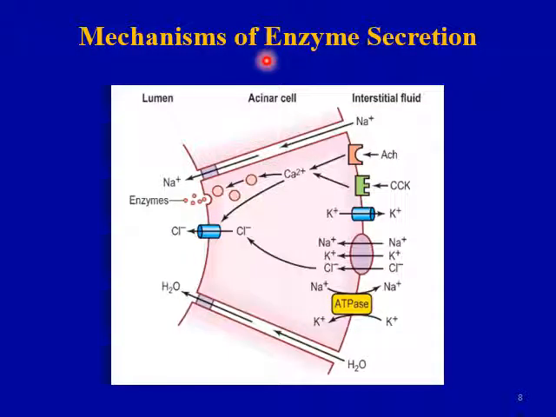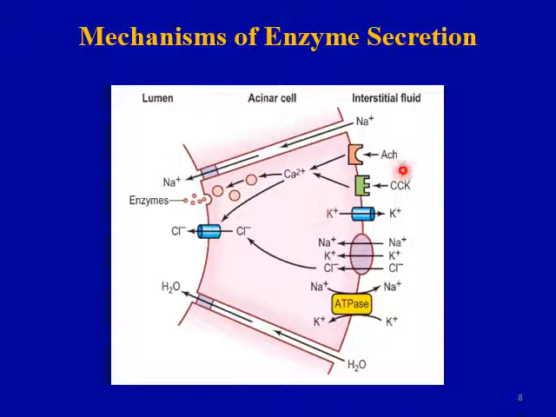Now let's talk about the mechanism that is involved in the enzyme secretion. As you can see here in this illustration, we have part of the pancreatic acinus where we have one acinar cell, and this is the basolateral membrane and its apical membrane. The acinar cell contains zymogen granules that need calcium for the exocytosis of their content. And also the apical membrane has chloride channels that are activated by an increase in the intracellular calcium.